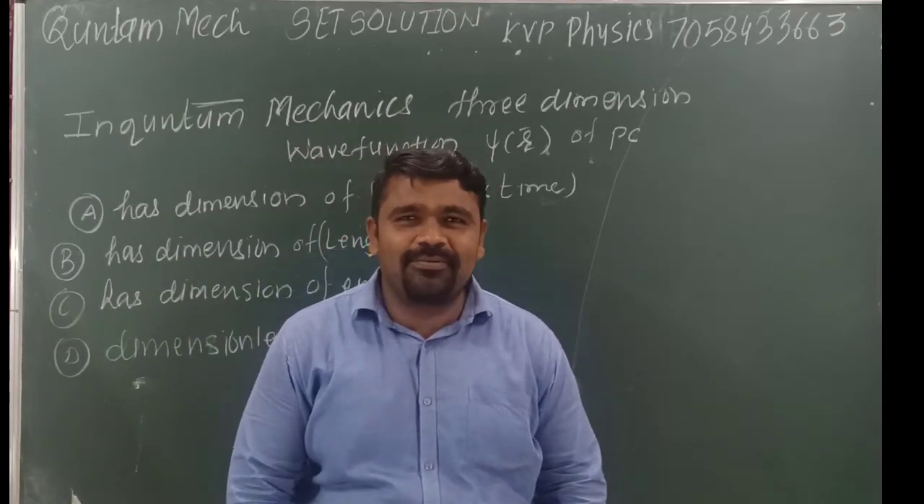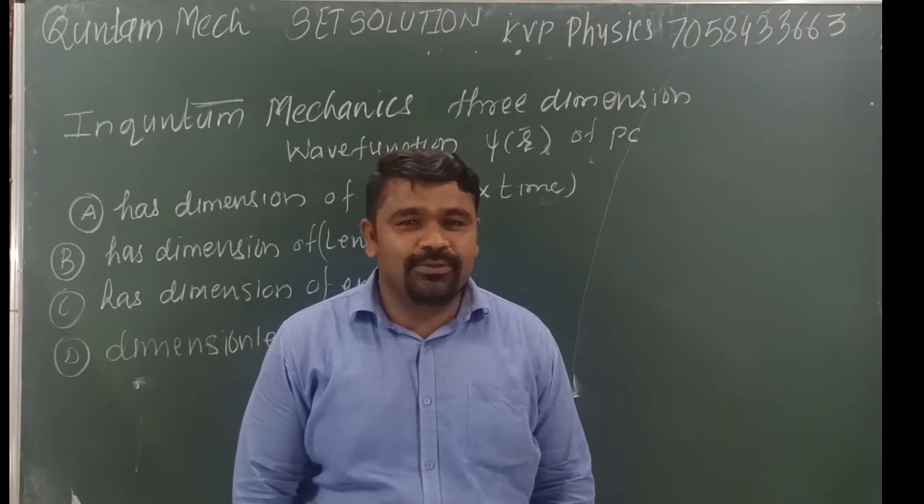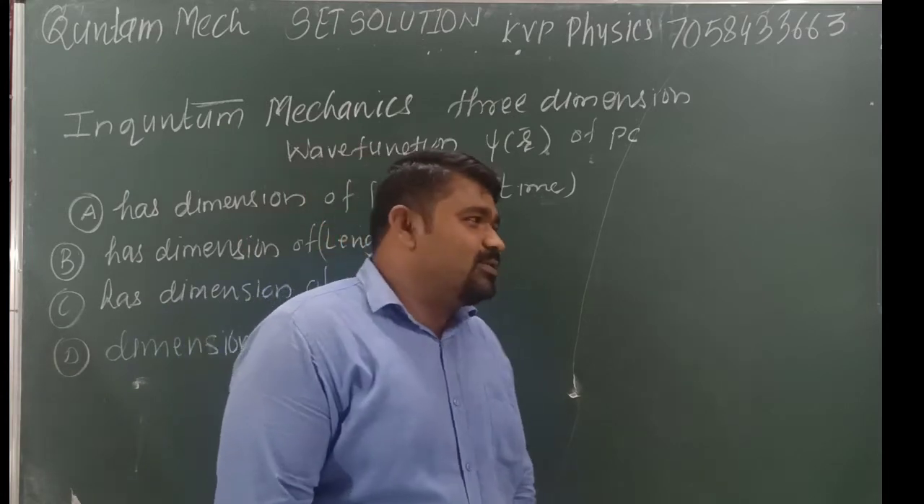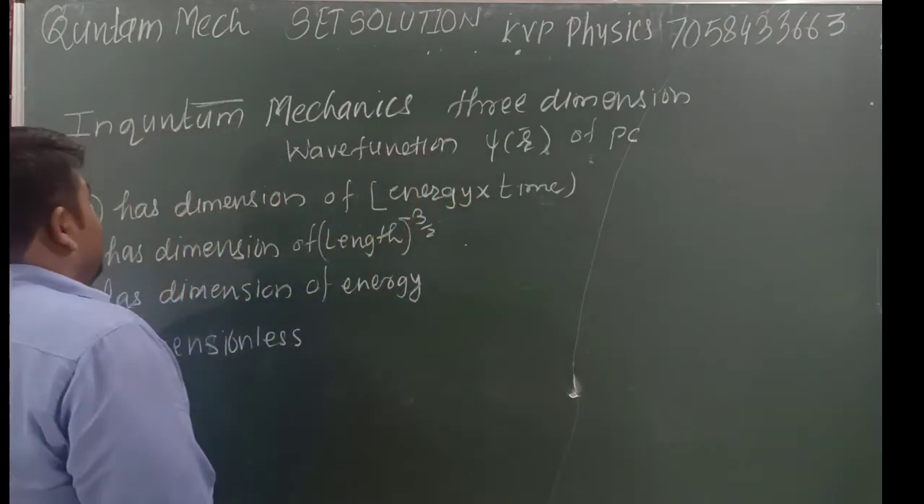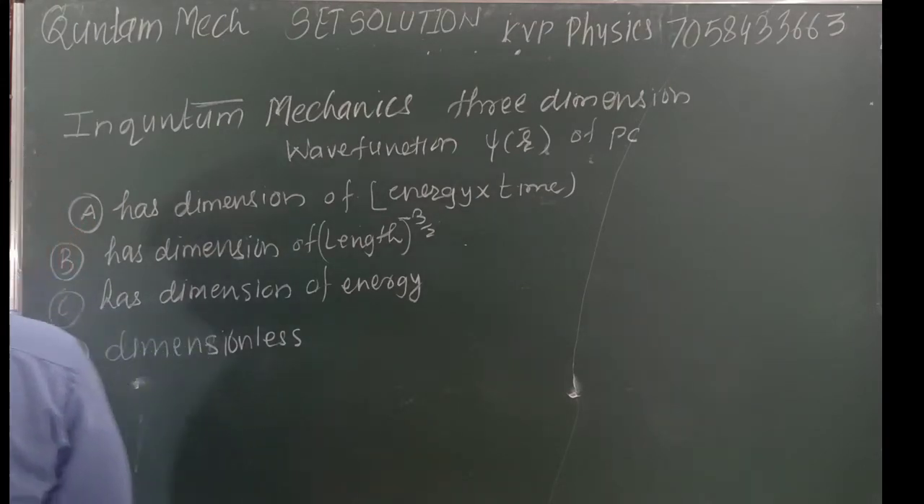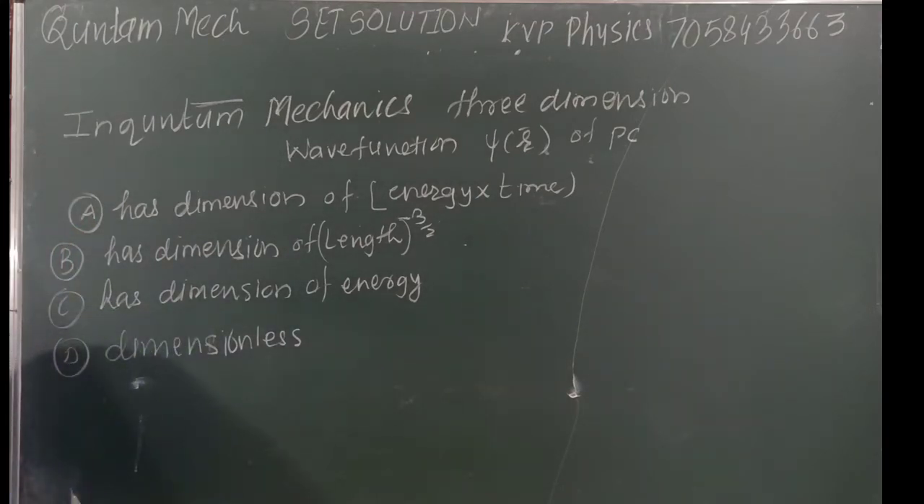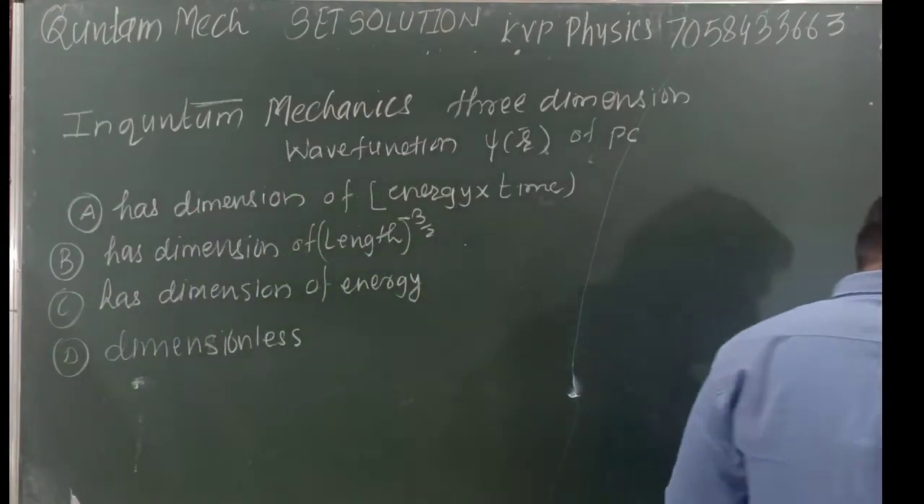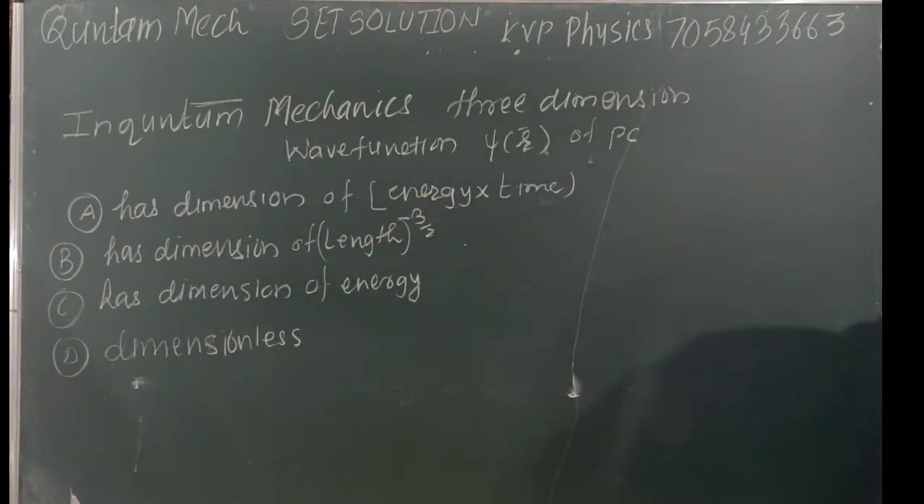Today we are going to study quantum mechanics, solution of a set question paper. Okay, now see here, what is the question? In quantum mechanics, three-dimensional wave function psi of r is equal to how much? How to find out the dimension of this quantity?